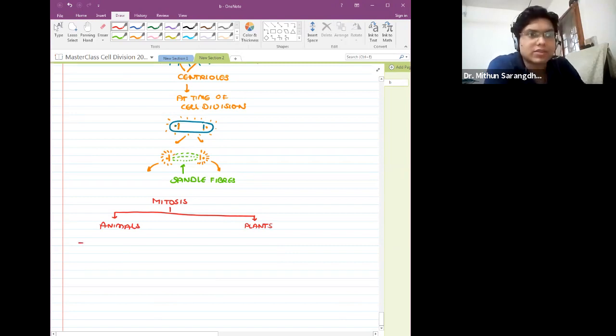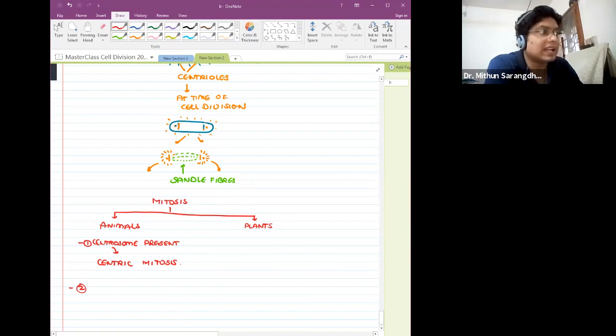Now, in animals, because the centrosome is present, we also call this thing centric mitosis. Remember, this is also known as centric mitosis. Second thing, asters are also present, so we also call this thing astral mitosis. So centrosome is present, asters are present, and because asters are present, we call this astral mitosis. So centric mitosis and astral mitosis.